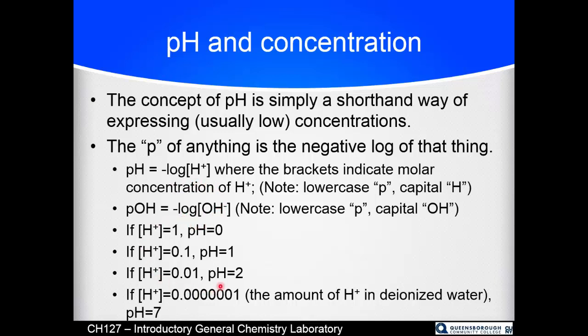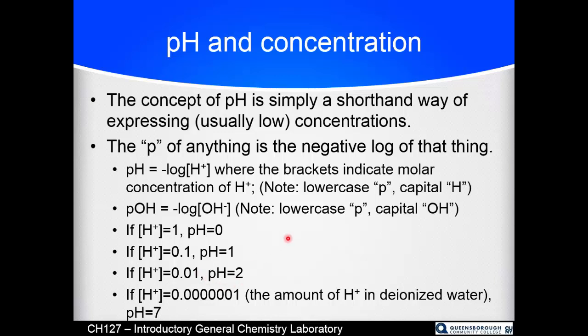So you can either do this calculation or just believe me that it's true, that if you have a negative log of 1, that's a pH of 0. If you have a negative log of 0.1, that's a pH of 1. If you have a negative log of 0.01, that's a pH of 2, and so on and so forth. So long as this is a 1 here, the negative log of it is just the number of decimal places involved. Okay, 1, 2 decimal places.